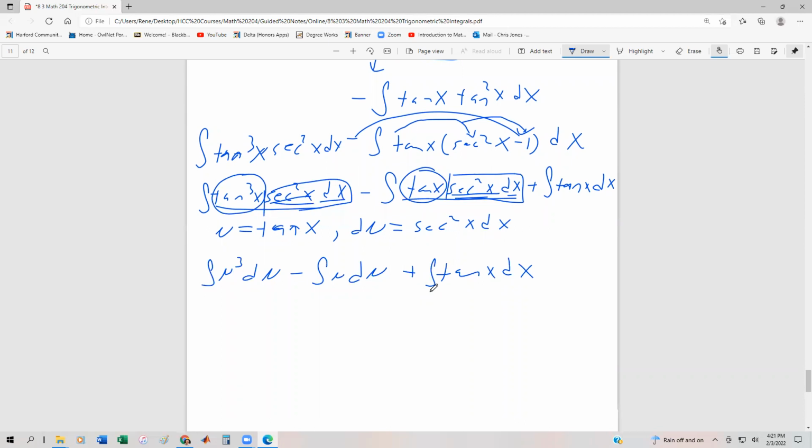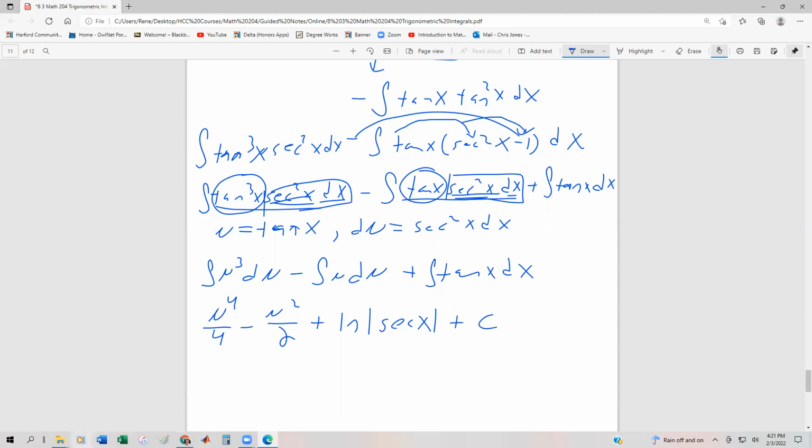The antiderivative of u cubed is u to the fourth over 4. The antiderivative of u is going to be u squared over 2. And then the antiderivative of tangent, that's one where you're going to have to look on your formula card, or maybe at the very beginning. This is actually going to be the natural log of the secant of x plus c.